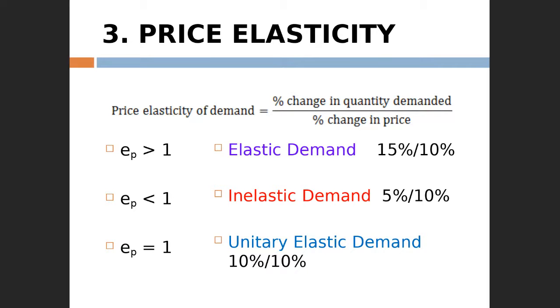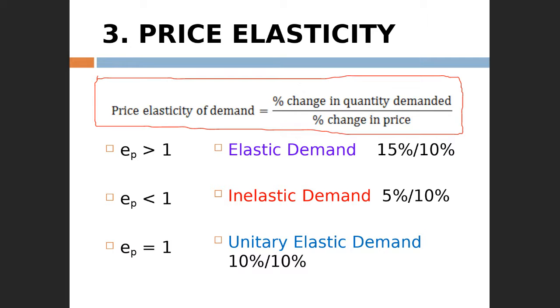Okay. All right. So I want you to focus on this formula first. Price elasticity of demand. Price elasticity of demand is given by the following formula: percentage change in quantity demanded divided by percentage change in price. So folks, first of all, let's look at elasticity.